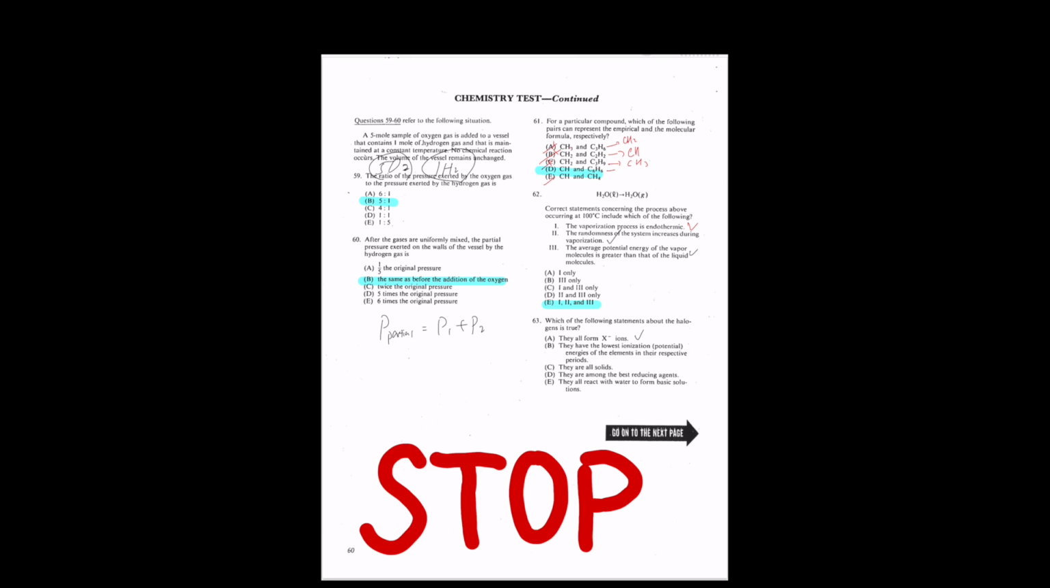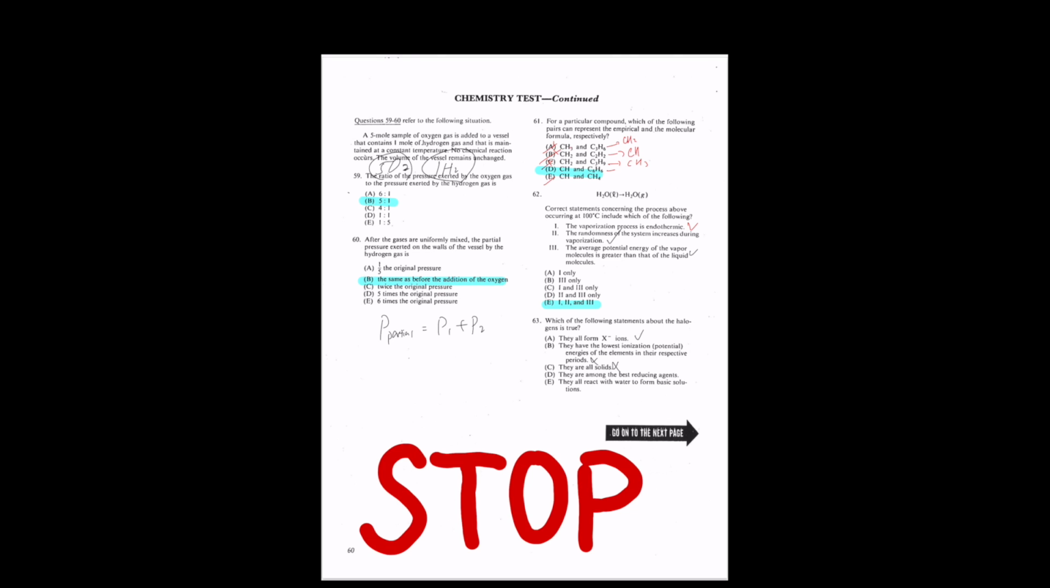B, they have the lowest ionization potential. This is not true, because it says lowest ionization energy of the elements in their respective periods. So in their respective periods, it should be the alkali metals that only have 1 valence electron that have the lowest ionization potential. That's not true. C, they're all solids. Nope. Fluorine is a gas, chlorine is a gas, bromine is a liquid, and iodine is a solid.